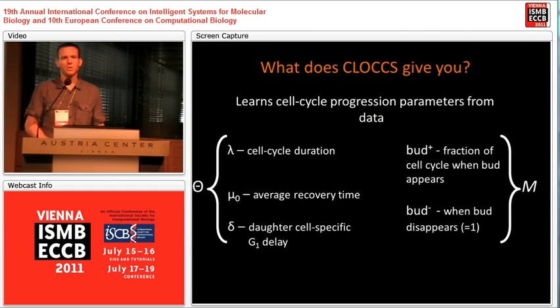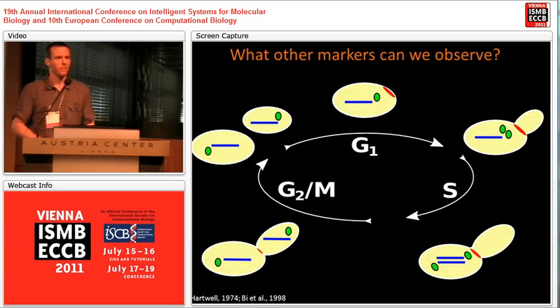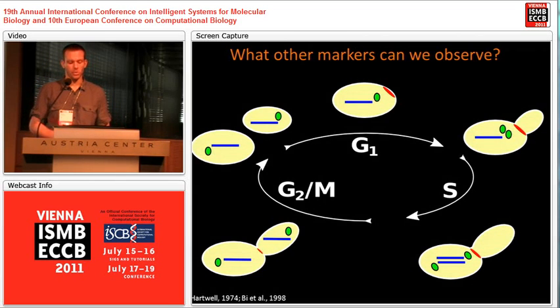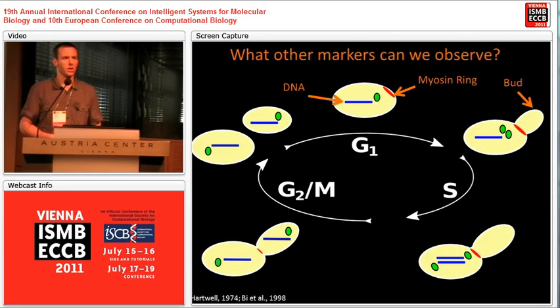But in previous versions of CLOCCS, the only thing we were looking at in terms of binary valued markers was the bud. And if you remember that first slide that I showed you, there are lots of other structures here that we can take advantage of. So in addition to the DNA and the bud, we also have structures like here, the myosin ring, which pops up towards the end of G1 and disappears coinciding with the end of cytokinesis.